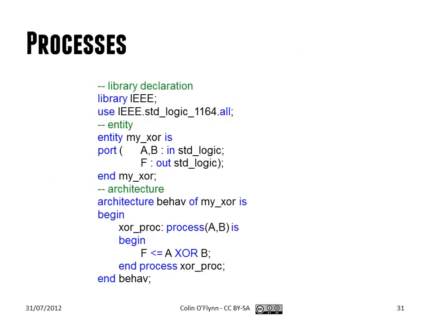So when we use processes, the most basic example is one where there's just a single line there. So here's an XOR, for example. I have a process with A and B. Whenever A or B changes, so if A was 1 and it becomes 0, run this. Then F is equal to A XOR B. So this is really just a different way of writing the same stuff we've been using.